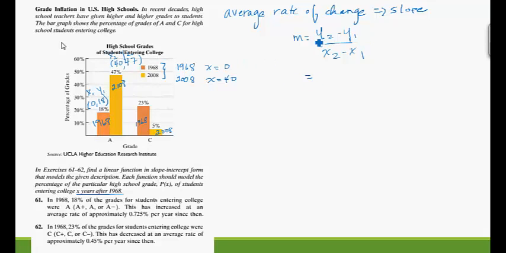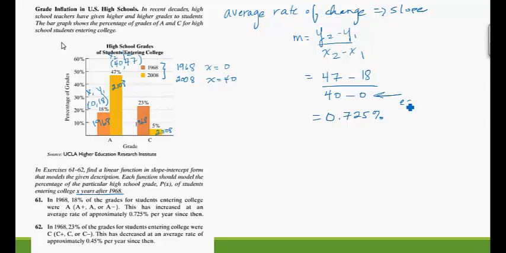And to find my rate of change, I subtract my y's. So I'm going to have 47 minus 18. So this is the difference in the percentages divided by the difference of the years. So 40 minus 0. And when I do that, 47 minus 18 is 29 divided by 40 gives me a 0.725. So this is telling me each year, because I'm dividing it by the number of years, each year the percentage of A's that were given increased by 0.725%.